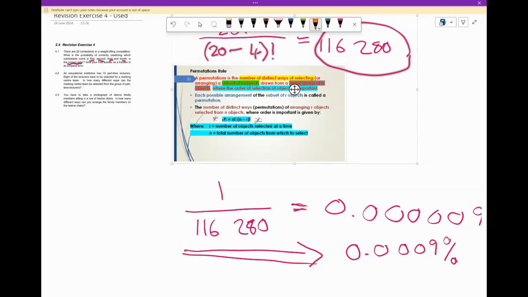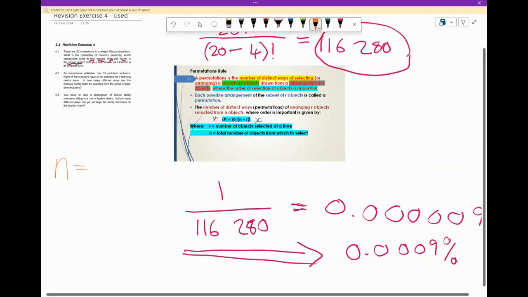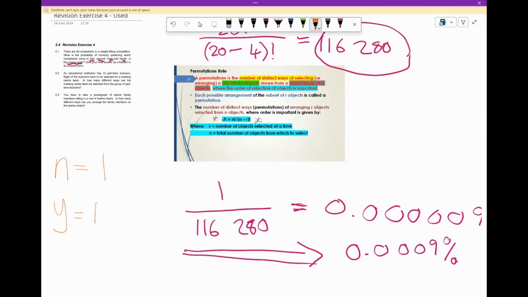If N equals 1 and Y equals 1, it means that N is equal to Y, right?